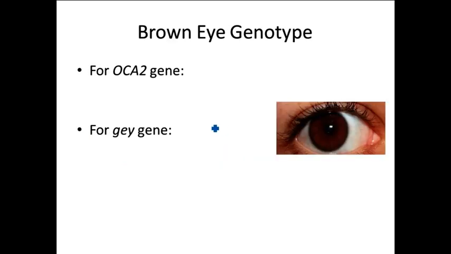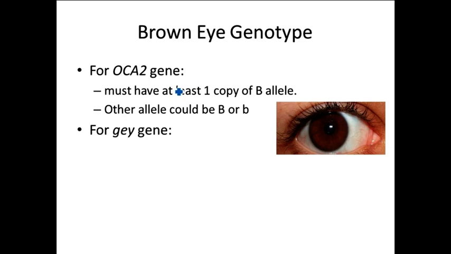So we're going to look at how these two genes interact with the alleles that are present to form the three different basic eye colors. For the brown eyes, if you have the brown eye phenotype, what does the genotype have to be? We have to consider both the OCA2 gene and the GEY gene. For the OCA2 gene, it has to have at least one copy of the big B allele. And then the second allele could be a big B or a little b, right? Because big B is dominant over the little b, big B big B and big B little b are both going to exhibit brown.